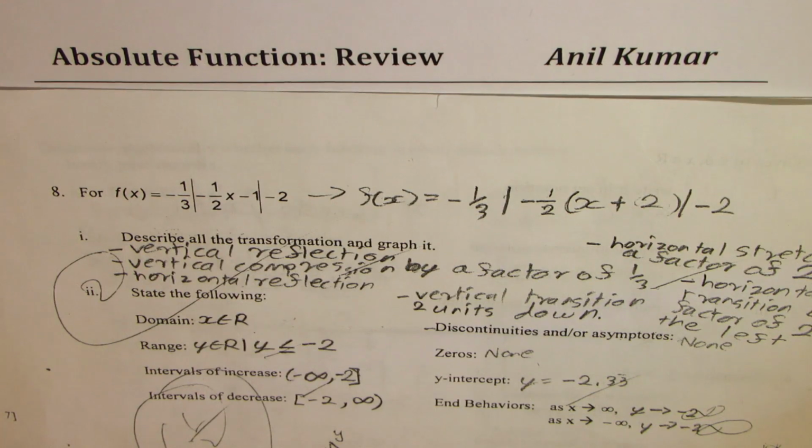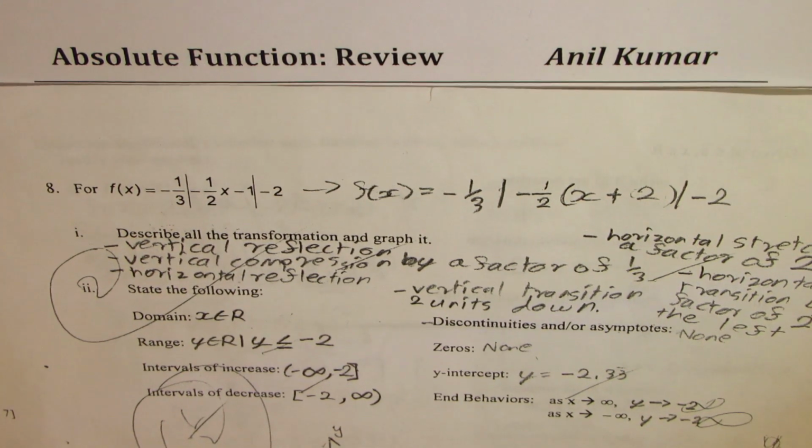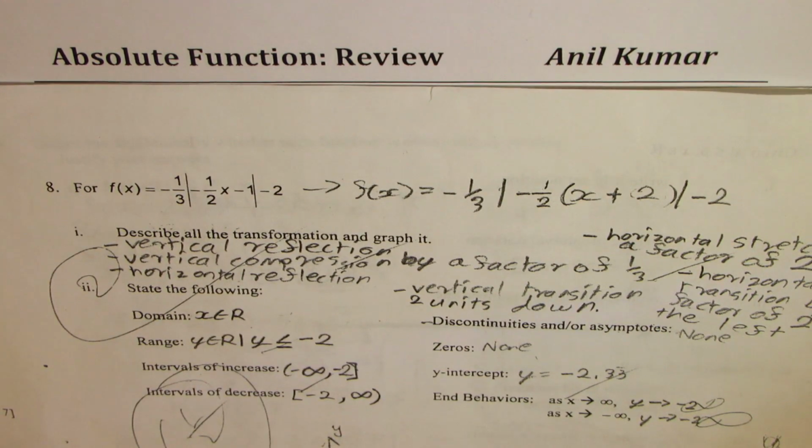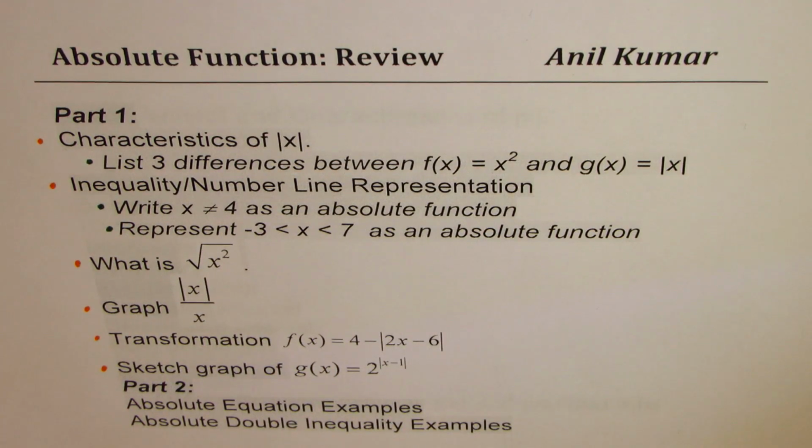You can see question number 8, which is based on absolute function transformation. The student got it right. So these are smart kids, but they fail to understand basic concepts. That is why I'll concentrate more on the basic concepts.